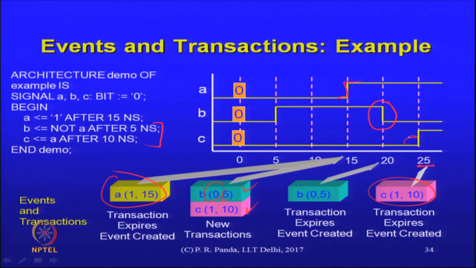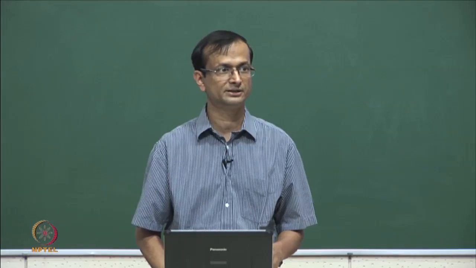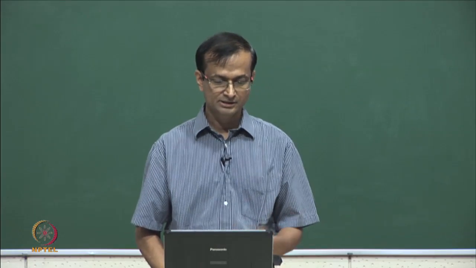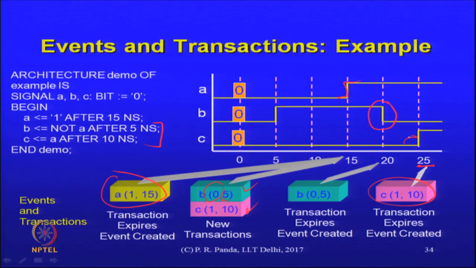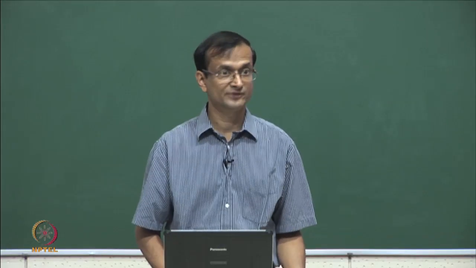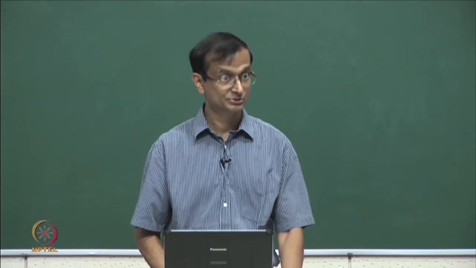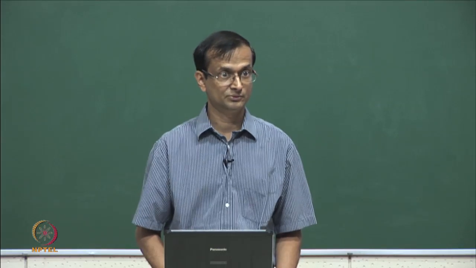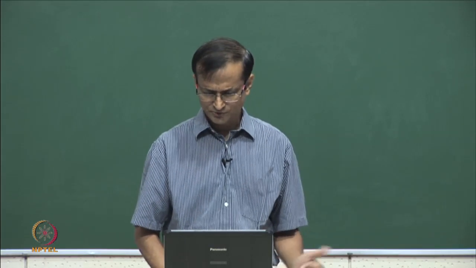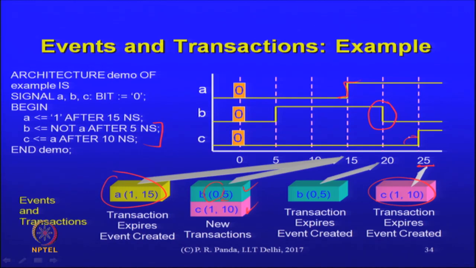Is that clear? The interplay between the transactions and the events. Transactions are created when some event occurs on a signal that is on the right hand side of an assignment statement. It is a possible change in value. We do not yet know whether it will actually lead to a change in value or not. You could argue from this example that there was that first transaction that did not even result in an event, because it did not change the value of C. So, why did we even bother to create the transaction?